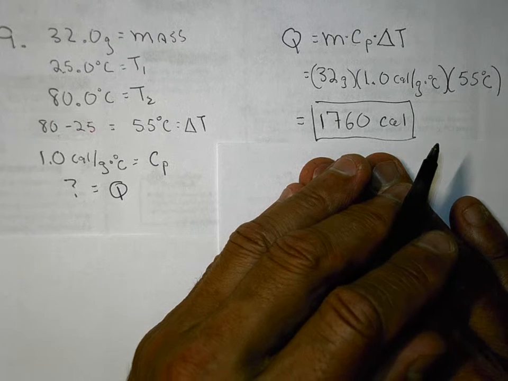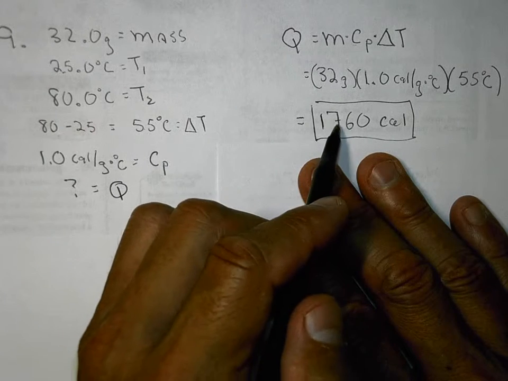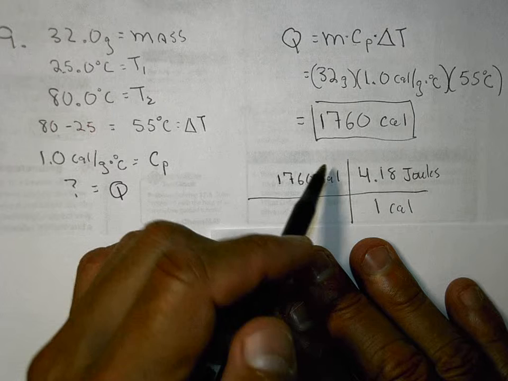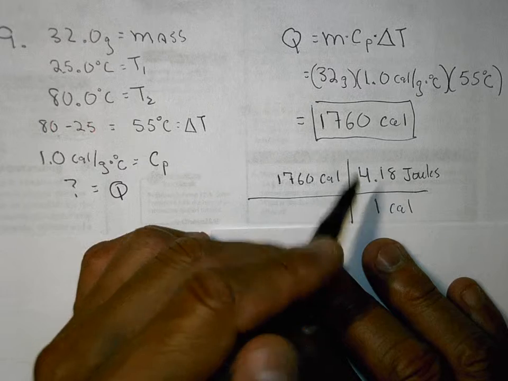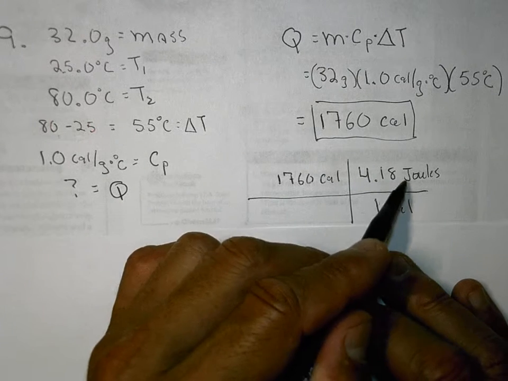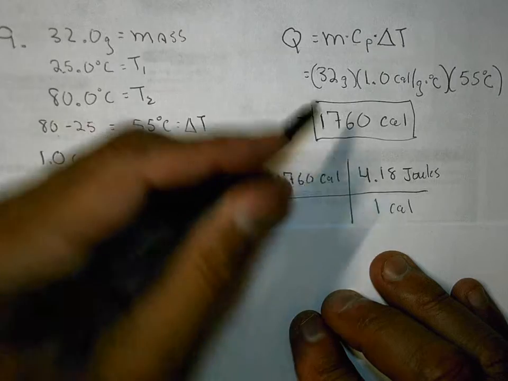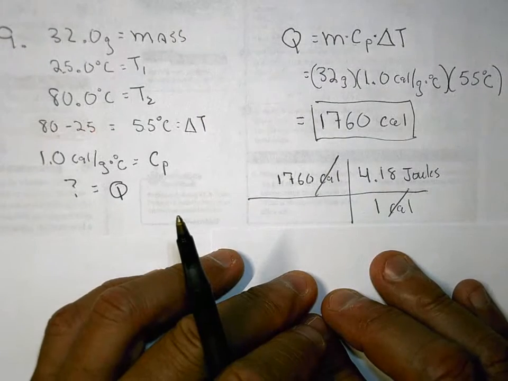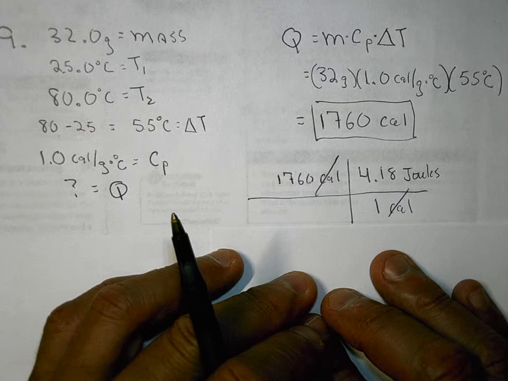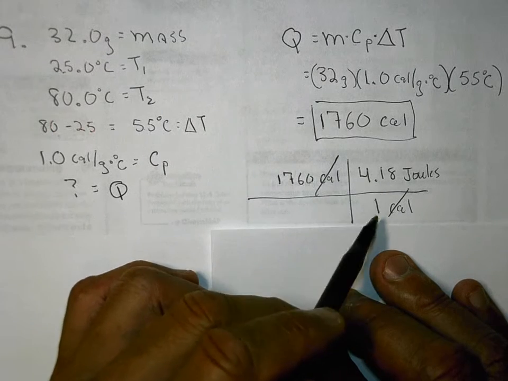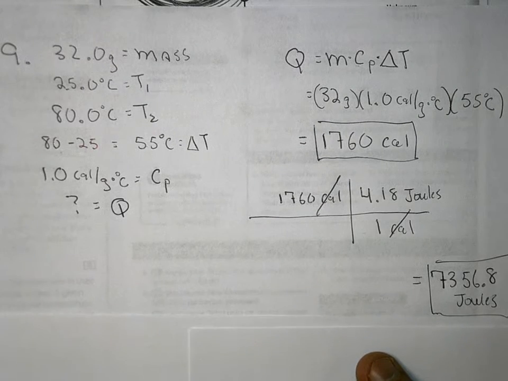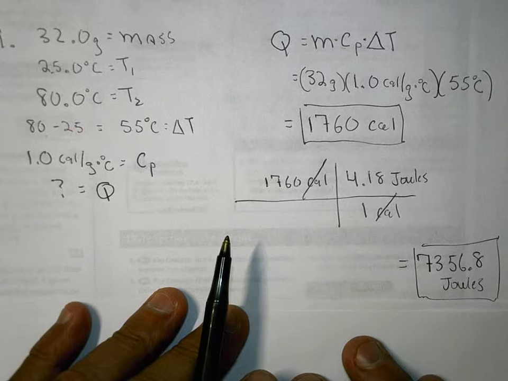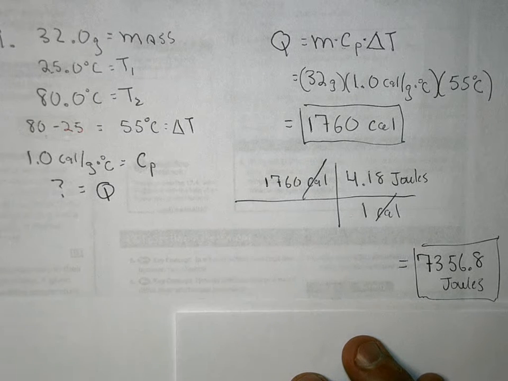Now it also asks you to find the answer in joules, so you have to change that to joules. You set up a T-chart. Remember, we learned how to do these not too long ago, so you go from calories to joules. There are 4.18 joules for every calorie. That's in the lesson notes. The calories cancel, and you multiply the top numbers, divide by 1, and that gives you 7356.8 joules. So that's the answer to number 9.